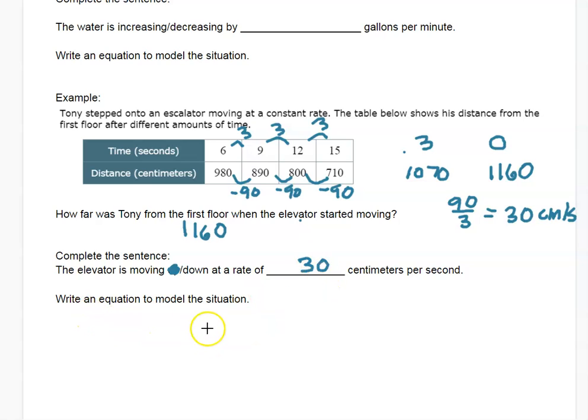Write an equation to model the situation. The good old slope-intercept form. Y equals, now in this case, because we're going down, we need to make sure we put our slope as negative 30x plus his initial condition where he started, 1,160. Okay, there you go.